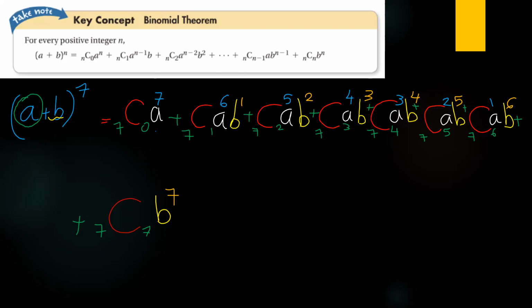Let's have now an example. Look at this one here. We have (x + y) to the power 5. Then what is the binomial expansion of (x + y) to the power 5? Let's use now the binomial theorem. As I told you, here we have the power 5. That means I have to write 6 combinations.